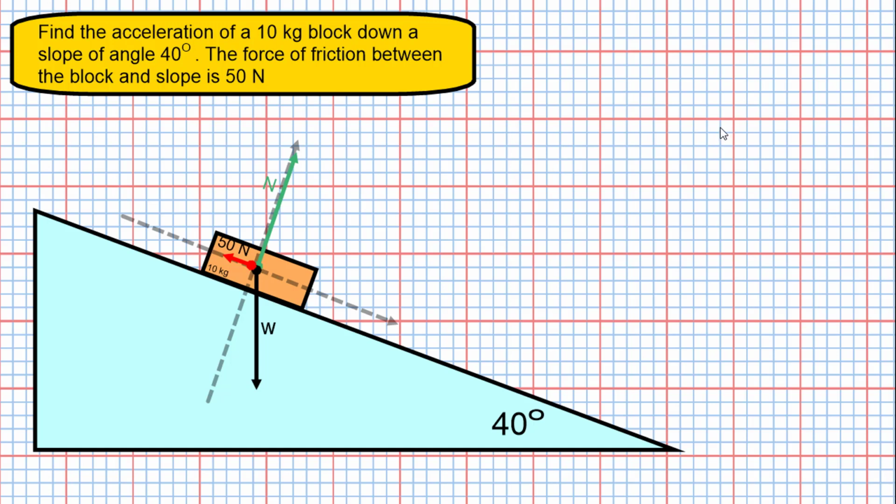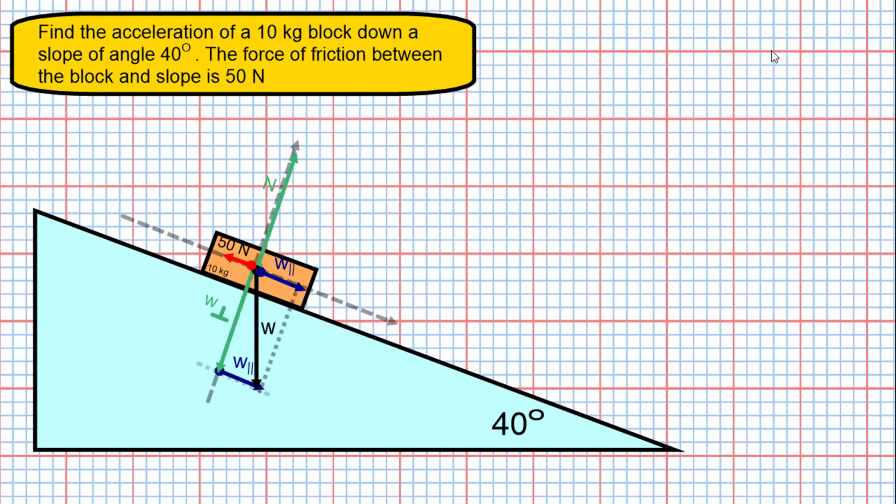So all we have to do is find the components of the weight force in the parallel and perpendicular directions. And to do that, we make up our little triangle. And we know that this vector here is going to be the perpendicular component of the weight. And we know this vector here is going to be the parallel component of the weight. And remember, we can slide vectors up, so that parallel component can be put up here like that.